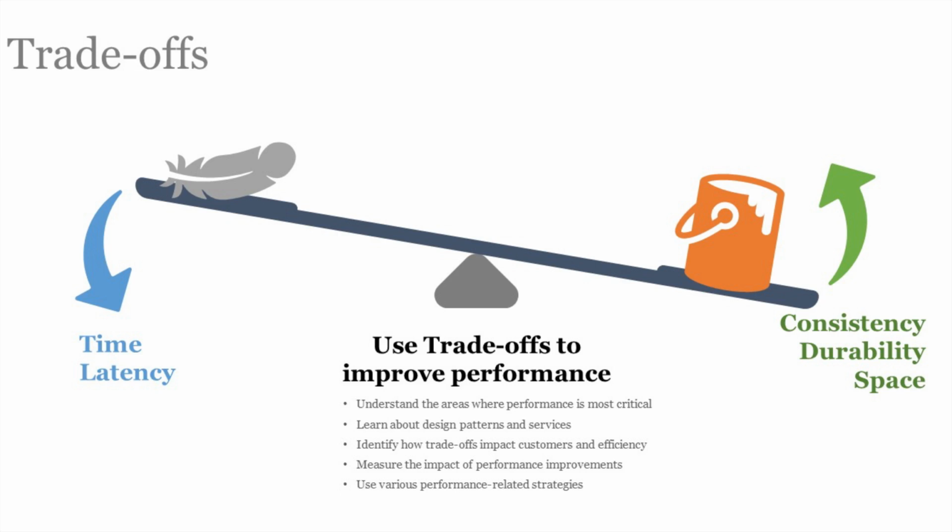Measure the impact of performance improvements. Once you implement changes, you need to measure their impact using metrics to identify if the trade-offs result in any negative impact. If choosing a certain strategy has some unintended side effects, then you can use a combination of performance-related strategies to have a well-architected system.